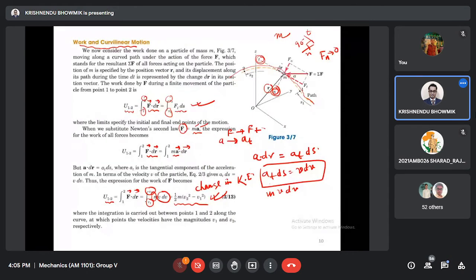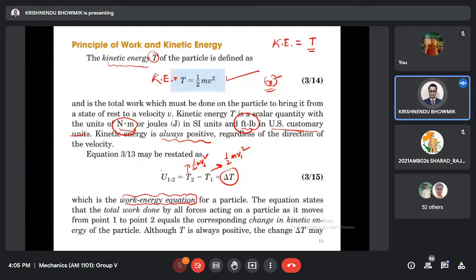Here in curvilinear motion, I have shown that this is the work done. By definition, work done was F dot dr, and that is nothing but the change in kinetic energy. So U12, this work done, is nothing but the change in kinetic energy. That relationship is called the work energy equation.